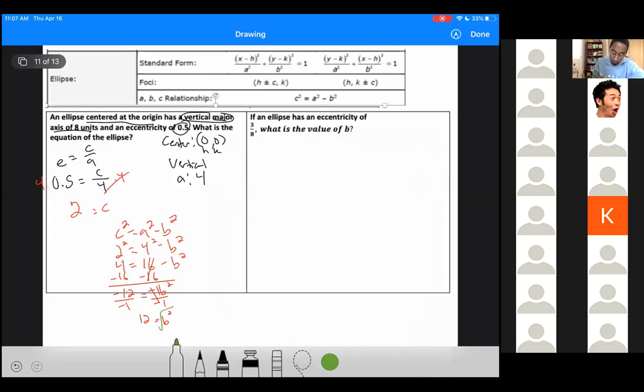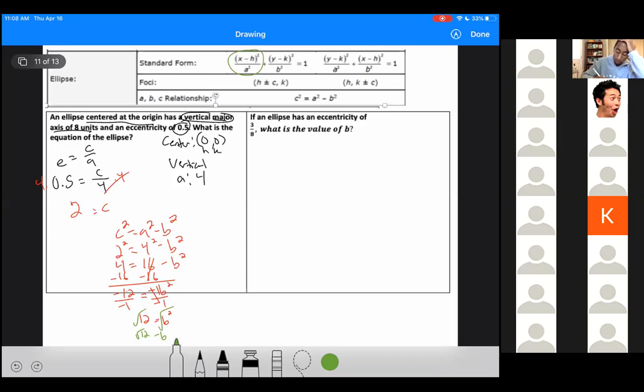Square root. B equals the square root of 12. We're going to leave that as a radical. We're not going to simplify the radical for now because it's going to help us later. Okay, so we have everything we need. We're using the vertical equation because the ellipse is vertical, and that's this one with the A under the X.